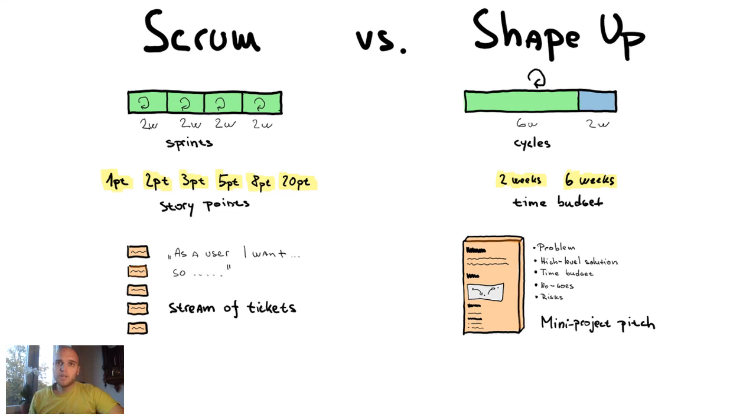So how should such a pitch look? The most important part is, what problem are we trying to solve? Clearly describe, hey, we are trying to solve this because it's really hurting our users. So let's try to figure it out. Then there is a high-level solution. Usually in Shape-Up they recommend using some sketches, for example, describing the user journey of that solution, maybe some rough wireframes, so the team really knows what needs to be done in, for example, those 6 weeks. Then the time budget, we already discussed that.